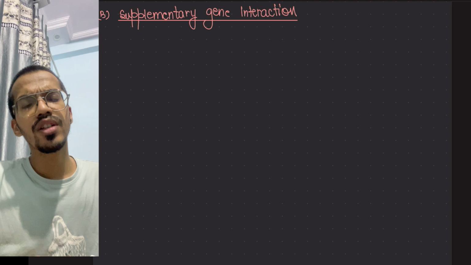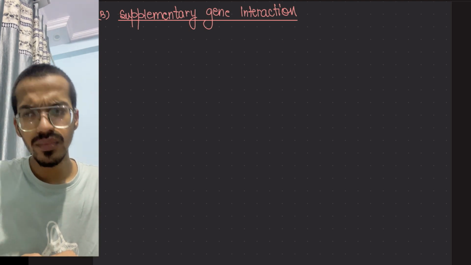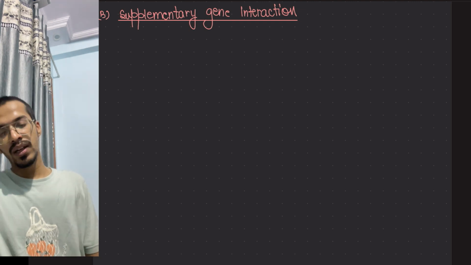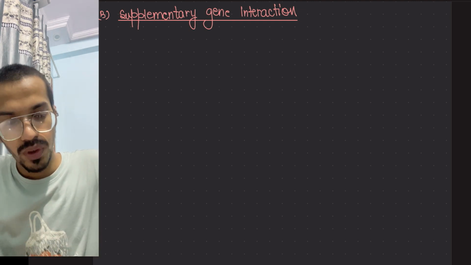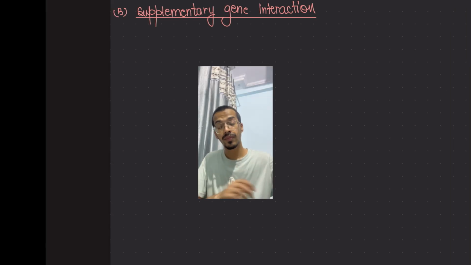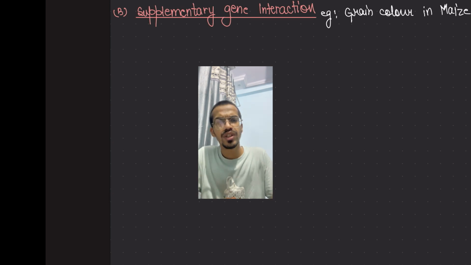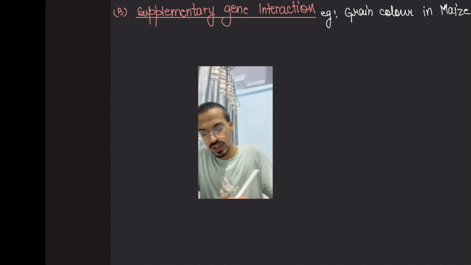Now in supplementary gene interactions, again the color phenomena will work. What would be the color phenomena? Normally there is substrate level working that we're going to see over here. In this we will take the example of green color in maize. So for the color certain genes are working. Let's take two genes, R and P. Basically, for example, you have a substrate.